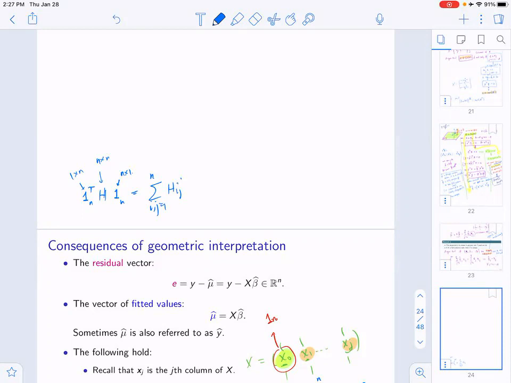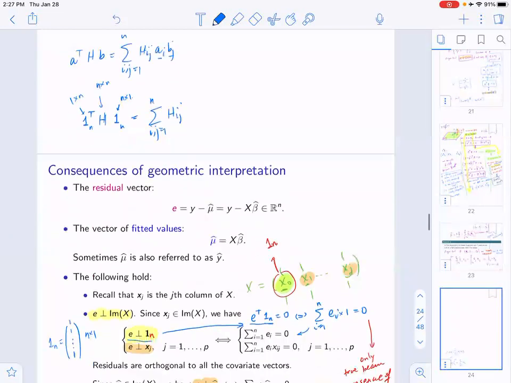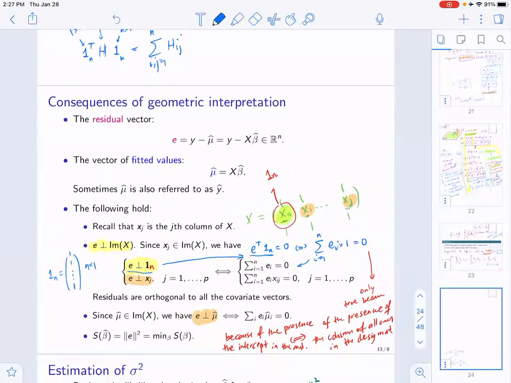In general, if you have A transpose H B, where these are vectors, you can write this as a weighted combination of the elements of H, with the weights being a_i b_j, for all i and j. Okay. Any other questions?